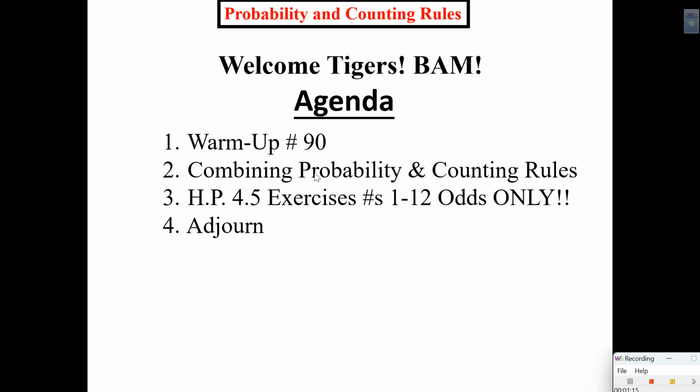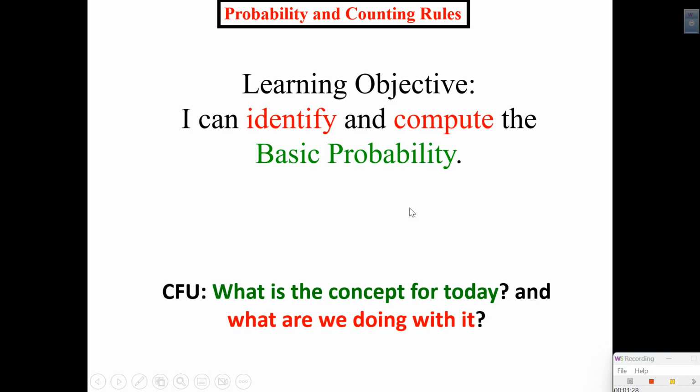So, y'all ready to finish this up? Yes, Mr. Q, we love this. All right, good. So, our objective for today: I can identify and compute basic probability. Like I said, we're going to wrap this up today, so stay focused because it's going to cover everything we've seen with probability. So, let's see where we're at.